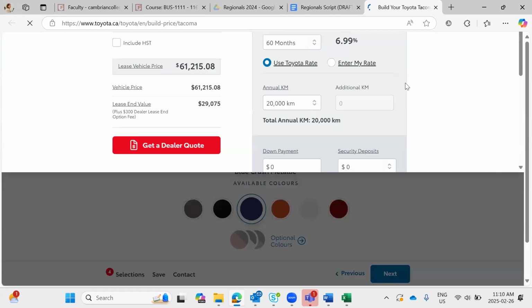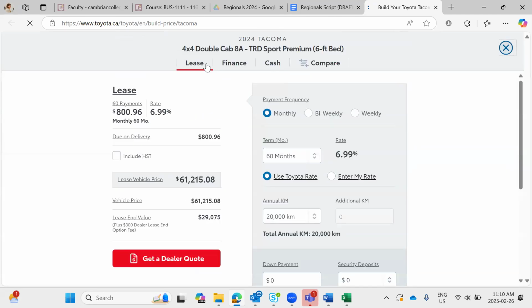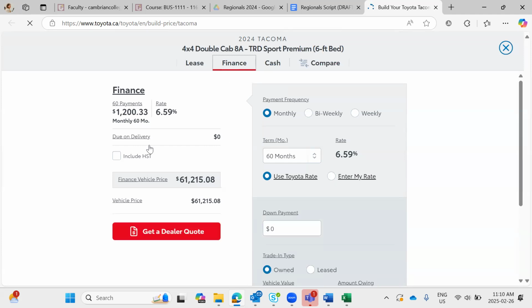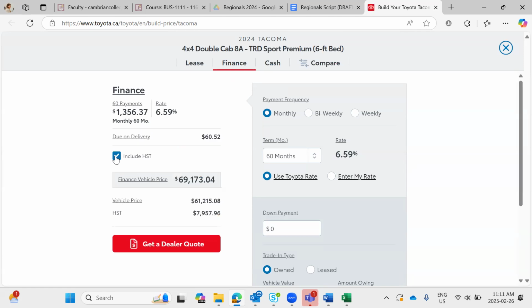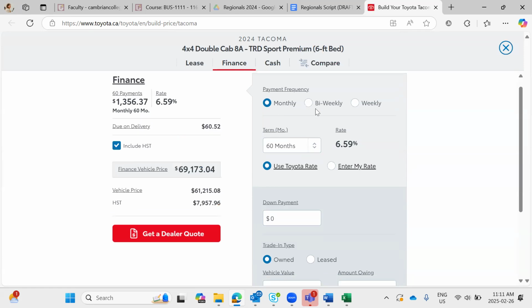I would click the edit payment details, and instead of leasing it, you want to finance it to purchase it. Also, you can change the amount. So for example, if there's an option to include tax, please always include the tax because that will change the financing amounts. Once you've checked the box to include tax, you can also choose different payment frequencies. Bi-weekly and weekly, we have not really talked about those types of payment methods. So if those are options, I recommend choosing monthly. And then you also have an option for how long you want the payments to be.